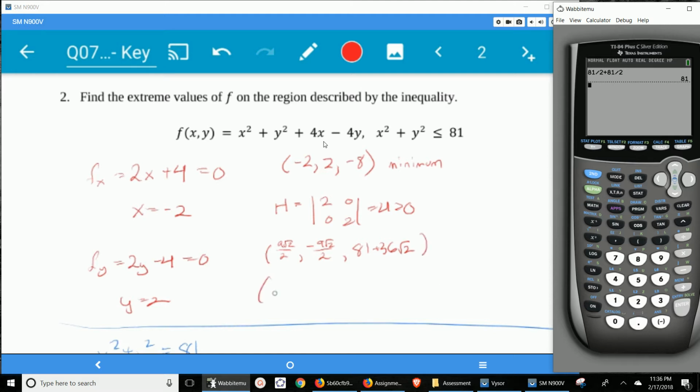And then the other one would be negative 9 root 2 over 2, 9 root 2 over 2. So we still get 81, but now we would be subtracting 36 root 2. So this thing here was a minimum, and this was a maximum. Okay. All right, I think that's it.